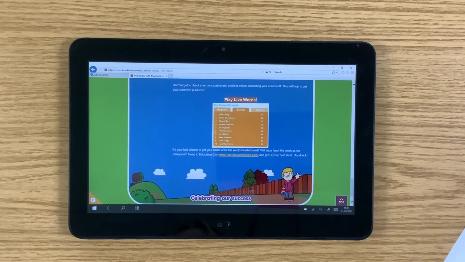Oh my goodness. Jacob and Ivan, Laurie, Riley, Colin, Lucy. At the minute, they make up the rest of the top 10. I wonder by the end of this week who will be our champion and who else will be in our top 10. So head on over to Education City and see what you can do about that. Can you change the order on the leaderboard? You'll never know if you don't try. So go and challenge yourself, see what you can do.